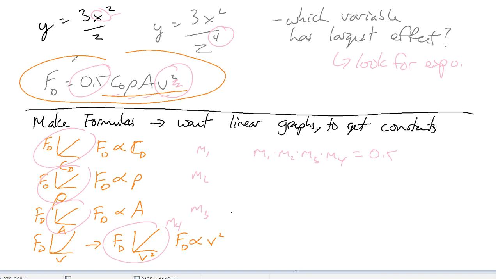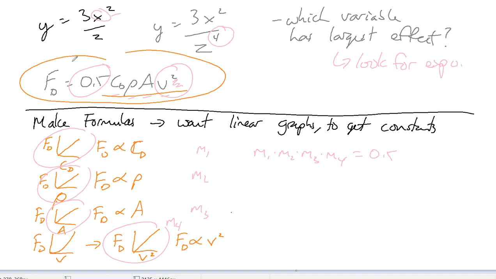It's not just random. Sometimes you see formulas with this random number in front. It's not a random number in the front. It is actually the slope or combination of slopes of all the linear graphs that were used in order to make the formula. That's where they come from. That's where all these constants come from.